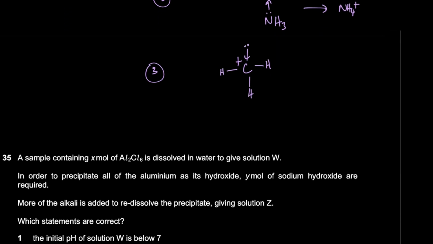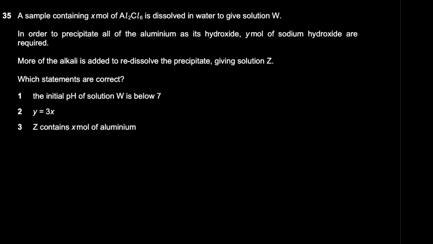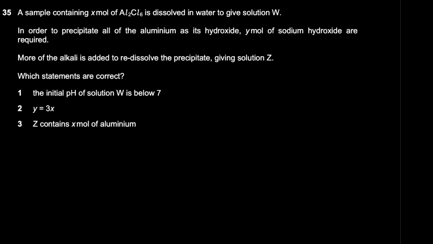The next question that we have over here is question number 35. Question number 35 says, a sample containing X moles of aluminum chloride is dissolved in water to give solution W. In order to precipitate all of the aluminum as its hydroxide, Y moles of sodium hydroxide are required. More of the alkali is added then to redissolve that precipitate, giving solution Z. Which statements are correct? The initial pH of solution W is below 7.